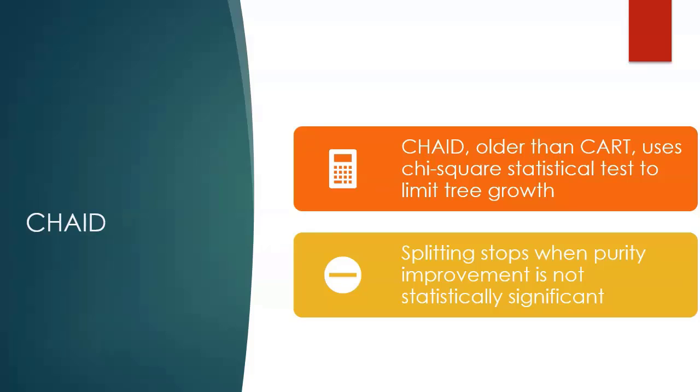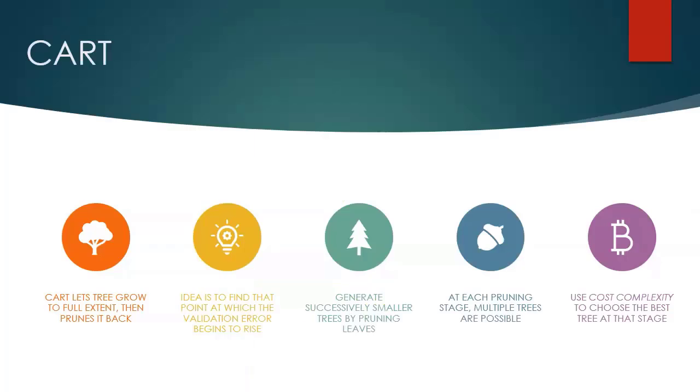So the tree is never allowed to grow to its fullest bloom. In the second method, which is called pruning, and that's the more commonly used method, we follow the opposite approach. In pruning, the tree is first fully grown. So we let the tree grow to its fullest extent. In fact, in the end, we might have only pure nodes left as our terminal nodes.